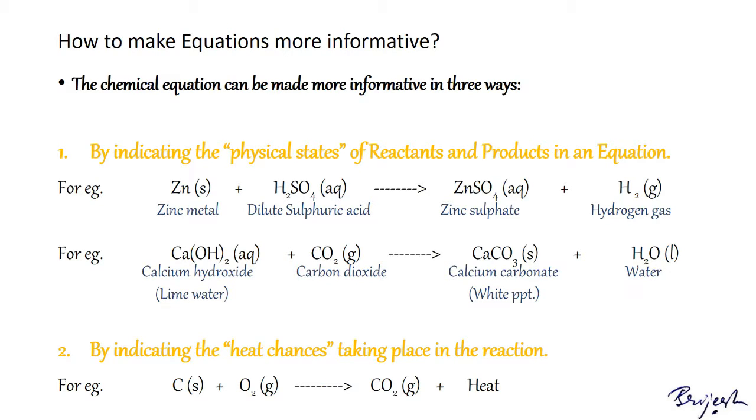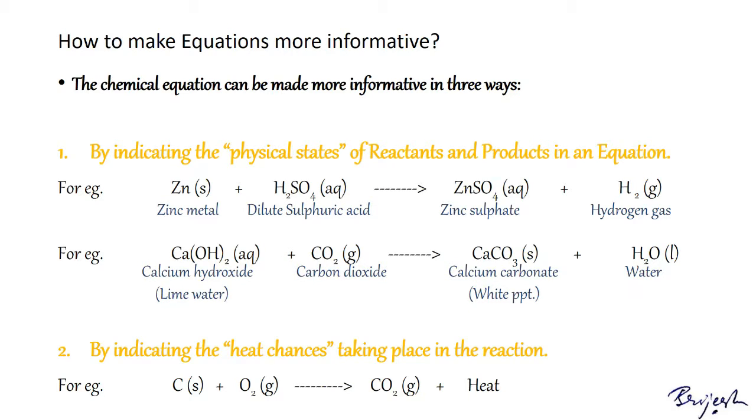The chemical equations can be made more informative in three ways. Firstly, by indicating the physical states of reactants and products. Second, by indicating heat changes involved in it. Third, by indicating the conditions under which the reaction has taken place. Okay, so we'll go one by one. First is indicating the physical states of the reactants and products.